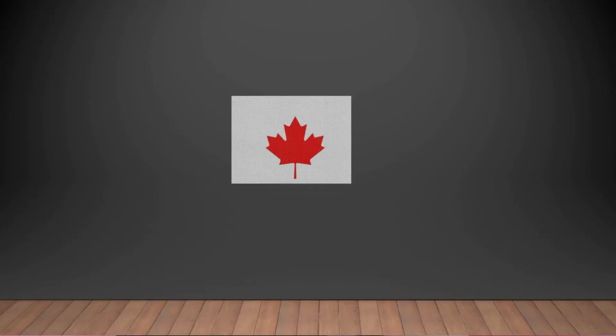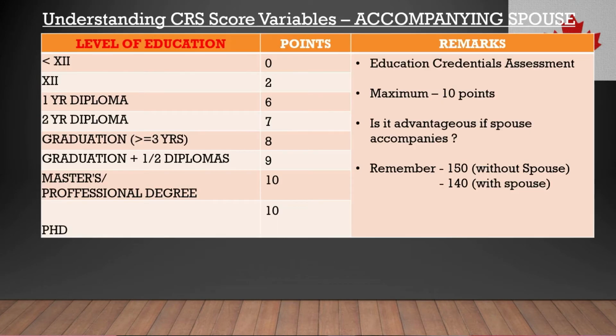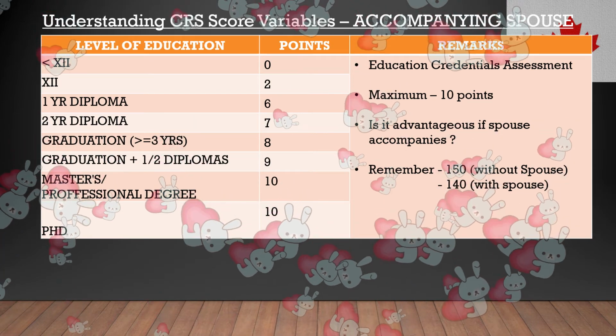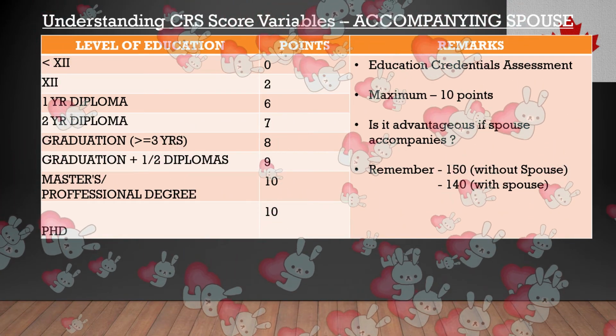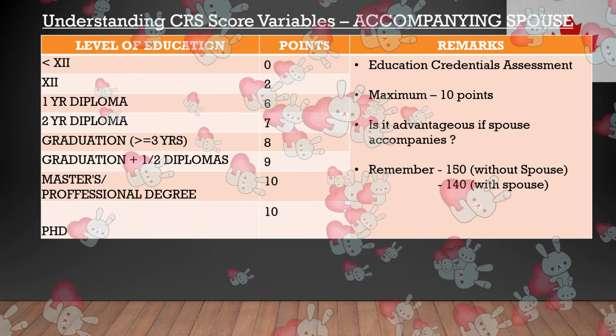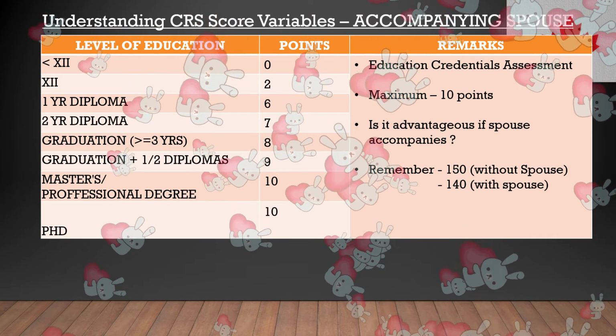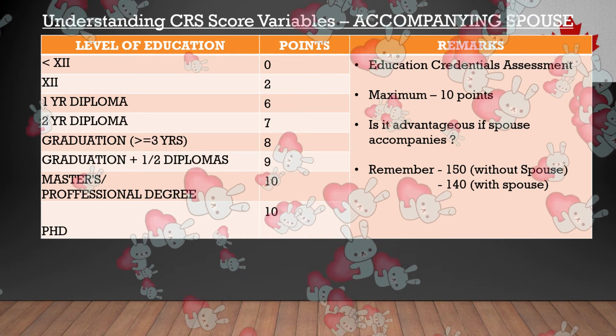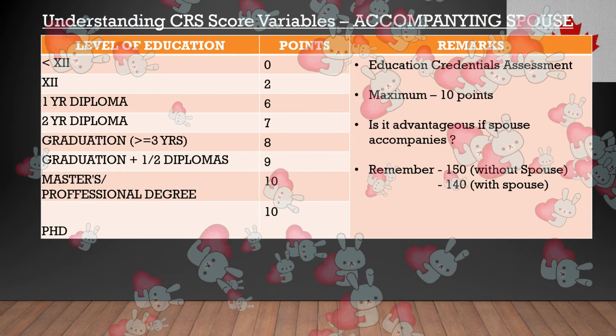Now moving on from the core human capital factors to the second one, accompanying spouse. How she or he will contribute if he or she is accompanying you as the main PR applicant. Education, if you are less than 12, 0. But after that, if the spouse is a PhD holder, 10 points. If masters, again 10 points. If graduation, 8 points. But if graduation and 1 or 2 diplomas, 9 points.